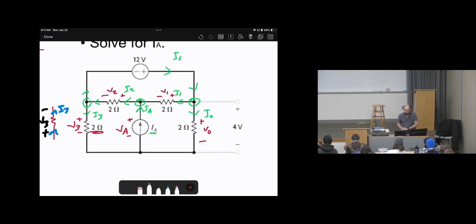Okay, now I have all of the voltage polarities assigned, and all of the current directions have been assigned. So what should I do next? According to our procedure, step number 1 is to assign voltage polarities and current directions. Step number 2, you need to start from the extra given information. Is there any extra given information here? Look at the circuit.